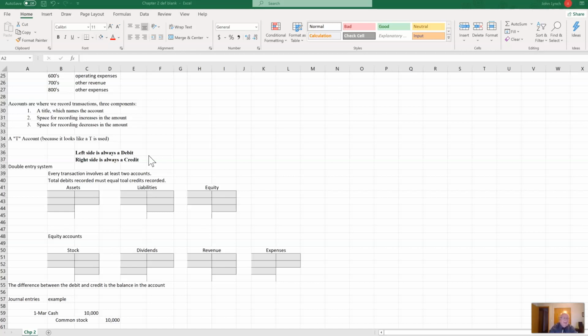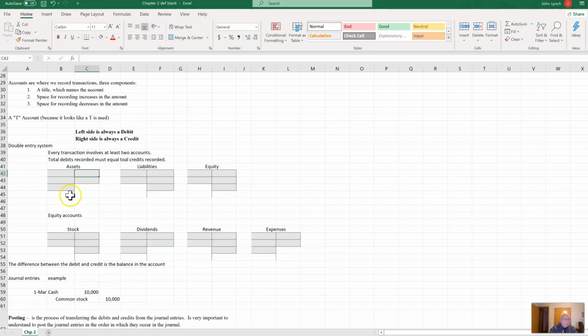We do a T account because it looks like the letter T. And we have the definition: a debit is the left side of a T account. So anything on this side over here would be a debit, this would be a debit, and this would be a debit, and the same way here. So that's the definition of a debit. It's the left side of a T account. And the right side is a credit.